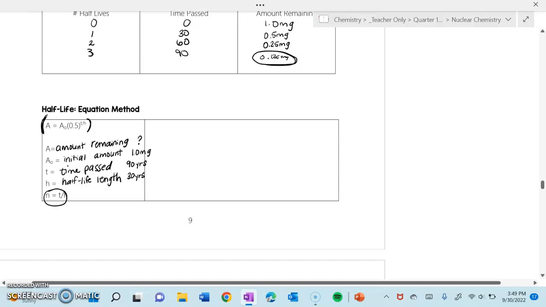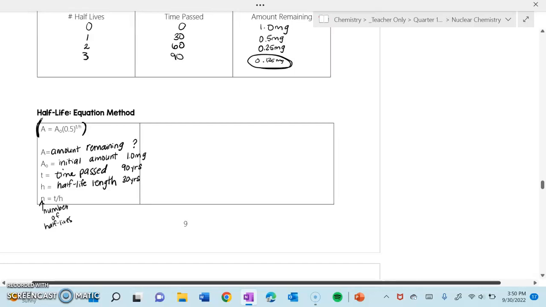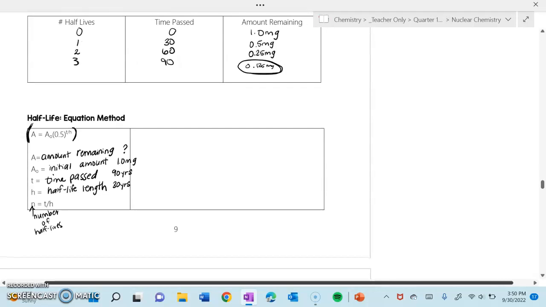This right here is a little equation to help us determine the number of half-lives that have passed. If it asked us that, you could find n, the number of half-lives, by dividing the time that passed over the half-life length. 3 half-lives will have passed because we have 90 years total. 30 years is each half-life, so 90 divided by 30 is 3 half-lives. Just a little equation that can help you think through the half-lives that have taken place.